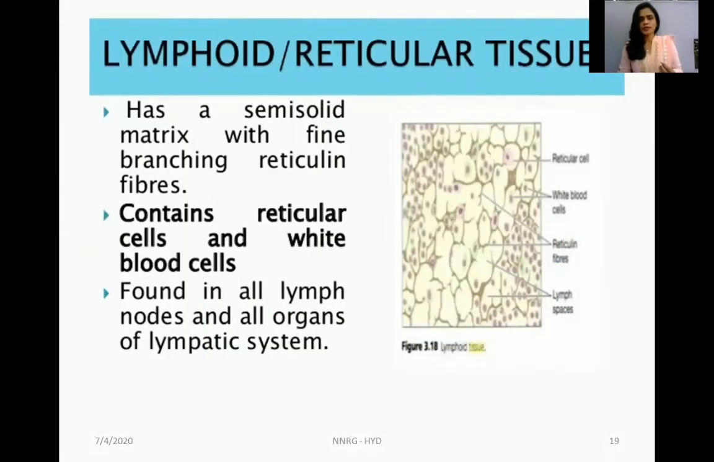Now coming to the third one, that is the lymphoid, or reticular tissue, which is also called lymphoid tissue. This lymphoid tissue has a semi-solid matrix in it, and then it has fine branching reticulum fibers. The semi-solid matrix contains reticular cells. The cells present are reticular cells and white blood cells. Two types of cells are present, and usually they are found in the lymph nodes or the lymphatic system. That's the reason for the name lymphoid tissue.